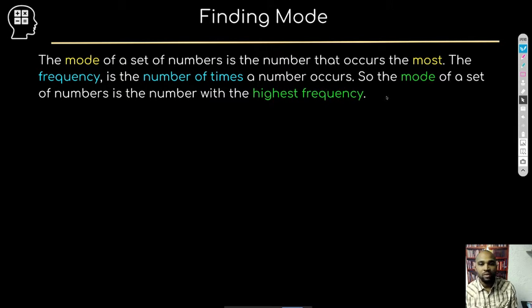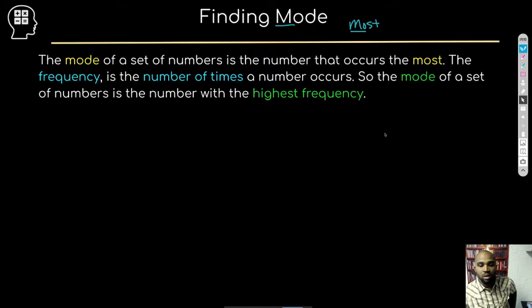So mode is a set of numbers. The mode of a set of numbers is a number that occurs the most. That's it. So how do we remember mode? Because it looks just like most. Mode and most are pretty similar. So mean, I guess you could just remember that the average, but median helps us understand that it's the middle, because you got the middle of the two roads. But mode is just which one comes up the most. So the frequency is the number of times a number occurs. So the mode of a set of numbers is the number with the highest frequency.